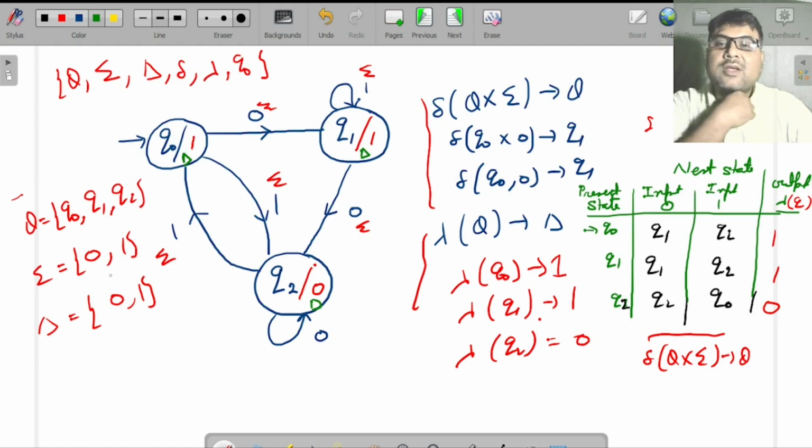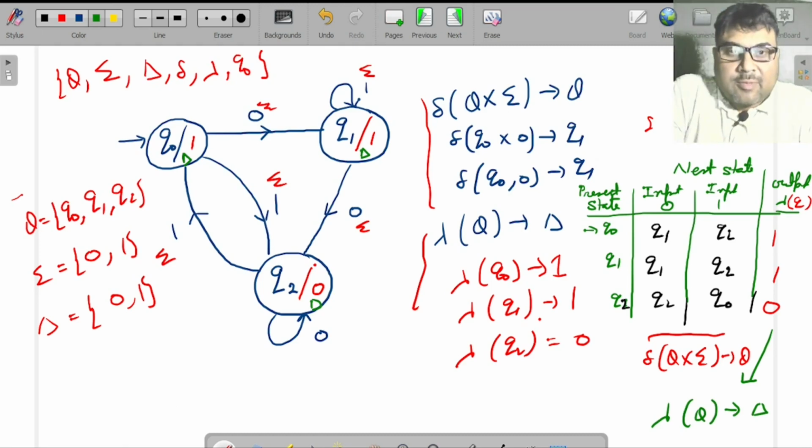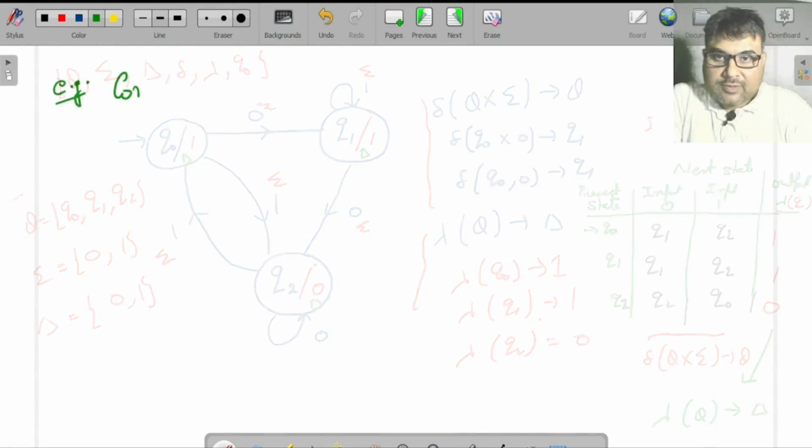Okay. Now look, the transition we have seen here, and the initial state is Q naught. So in this way, here is the transition. We are talking about transition, and if you are talking about output, here it is lambda of Q gives delta. So that is all about the definition of the Moore machine. Let's work on some examples.